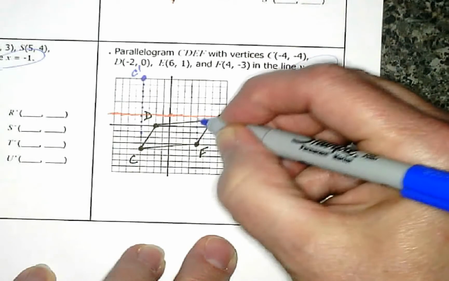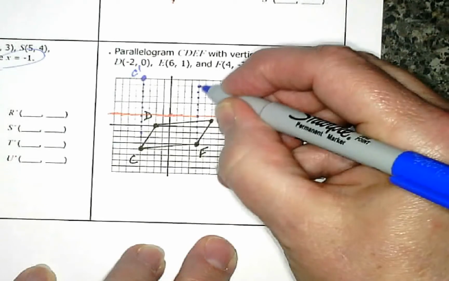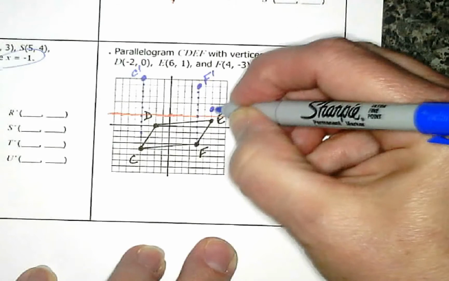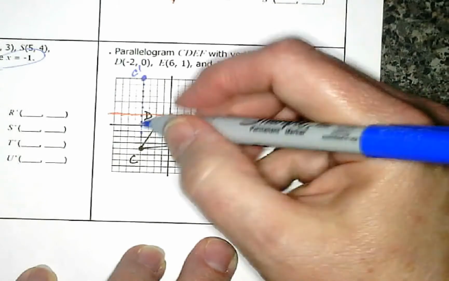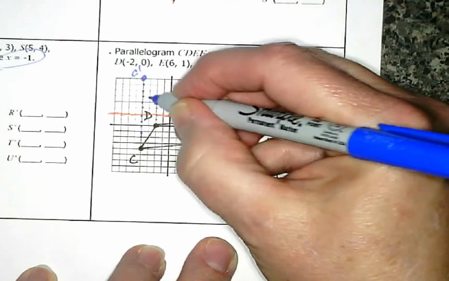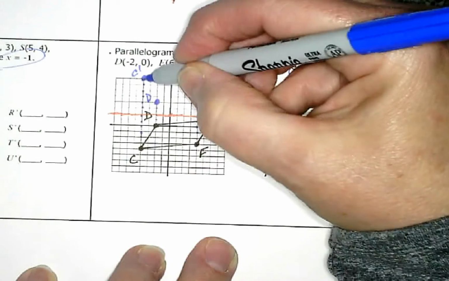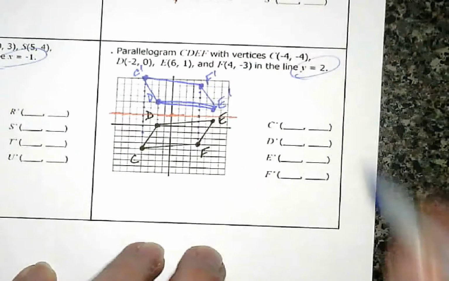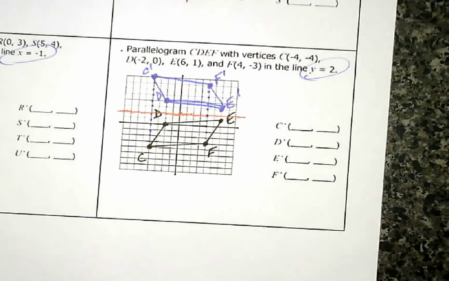3, 4, 5. 1, 2, 3, 4, 5. There's my new F. E is just going to be 1, 1. And D here is 1, 2, 1, 2. Again, you'll see that the shapes have not changed. They are the same size, same shape. They are in a different orientation now, but they are called rigid. They are not changing shape or size. They're just moving to a different location in a different orientation.